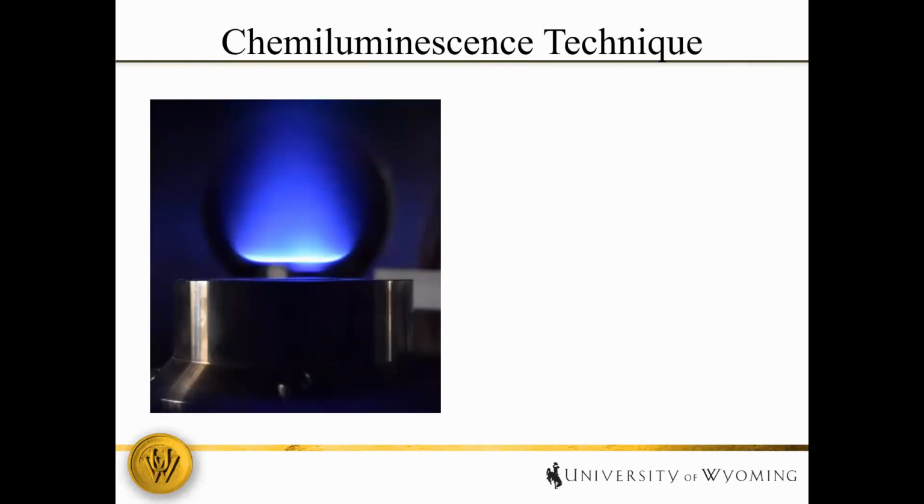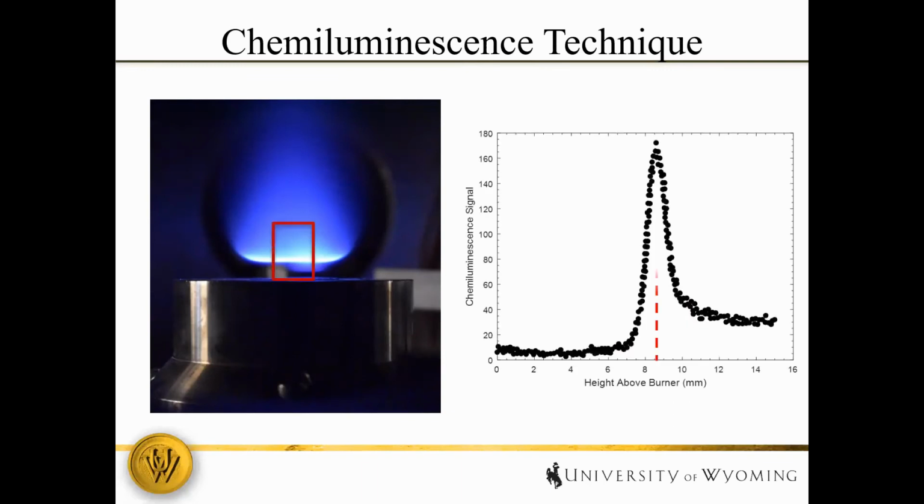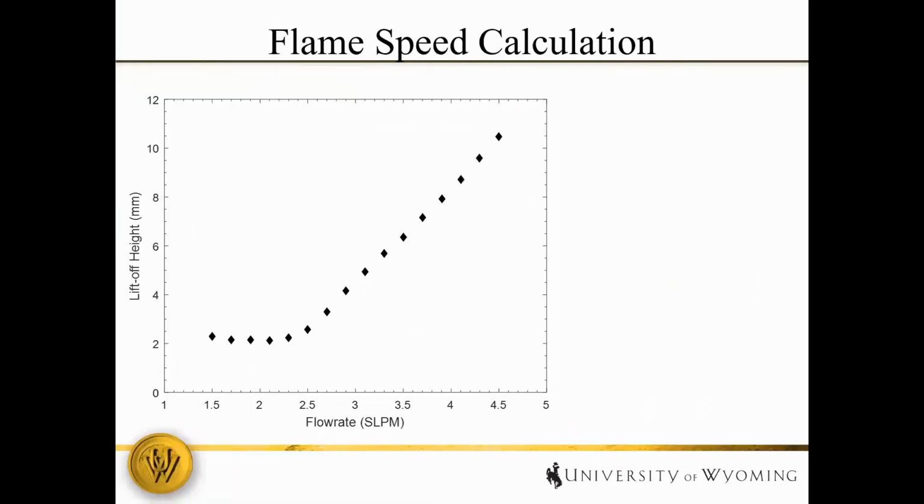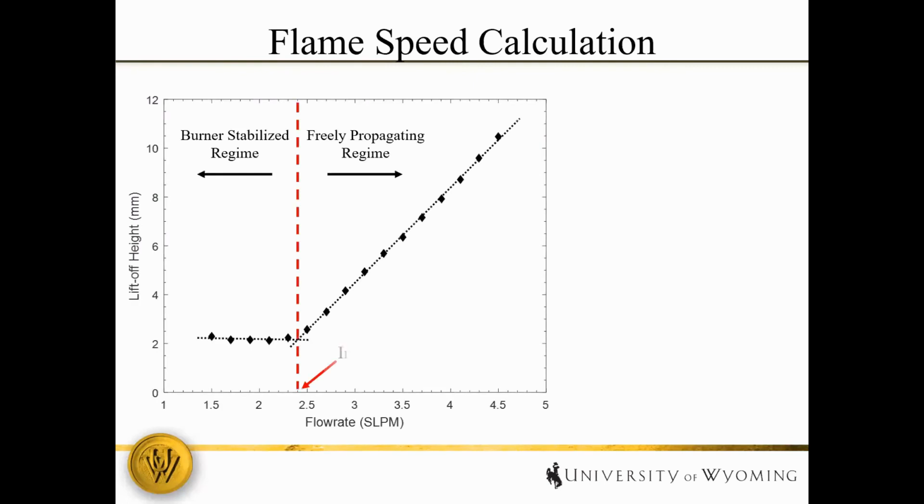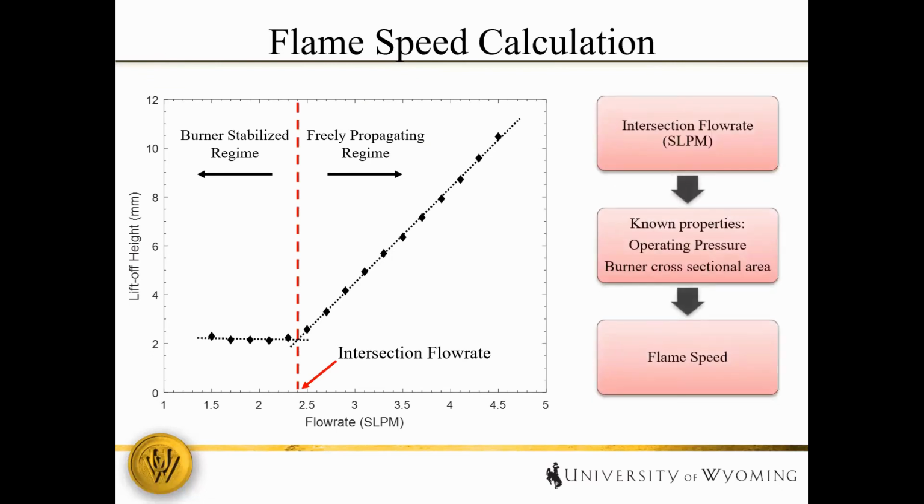Next, a less generous flame speed measurement technique was examined. Chemiluminescence imaging can be used to precisely pinpoint the flame location above the burner surface. This liftoff height is measured for the same flame over a range of reactant flow rates. By plotting the liftoff heights as a function of flow rate, two regimes become apparent. The intersection of these regimes can be used in conjunction with known operating conditions to calculate the flame speed.